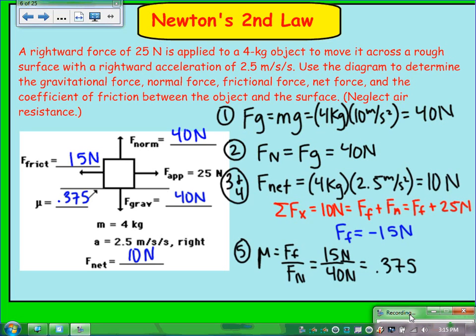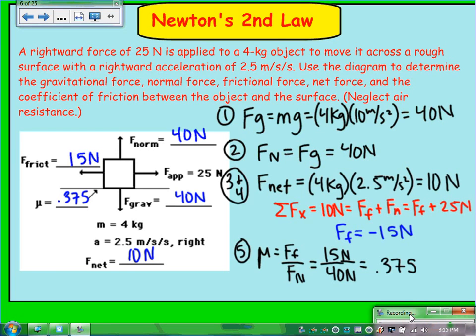Now, what I'm going to do is real quickly go through those steps just so you can see how I got all those answers. Step 1 is very simple. That's just the force of gravity, which is 4 kilograms times 10. Step 2, since the object is in equilibrium in the y direction and it's on a flat surface, force normal is just going to equal what force gravity is, which is also 40 newtons. Now for number 3 and number 4, where you're calculating frictional force and net force, the problem was presented to you a little bit differently.